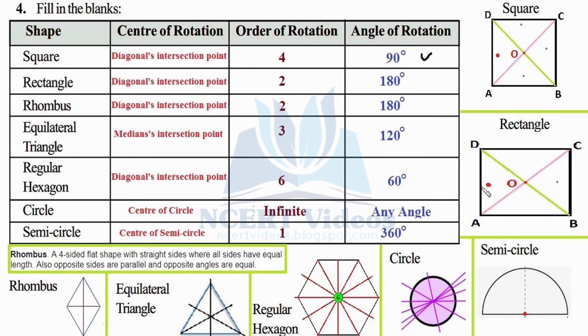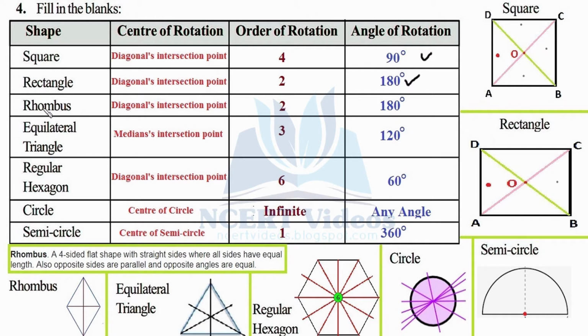So you haven't rotated it 90 degrees in order to get to this image. You rotated it 2 times 90 degrees. Therefore 180 degree is your angle of rotation in this case. And again, when you rotate it 180 degrees, you get this back. Therefore we have order of rotation as 2. So we are just repeating the previous questions.